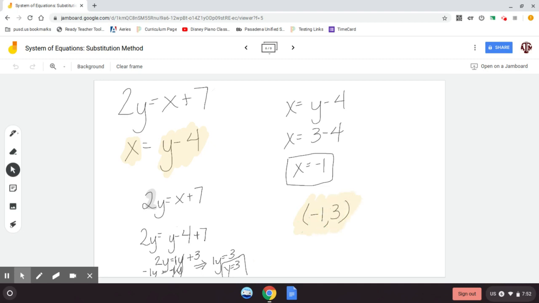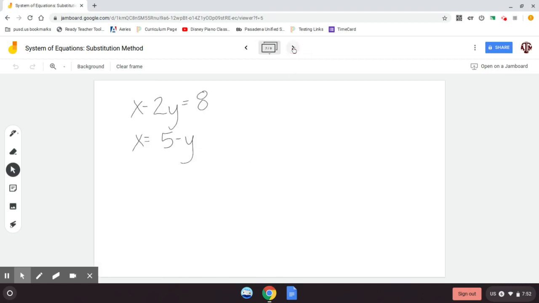Okay, so this is, like I said, very similar to what we were doing yesterday. The only difference is this time it's not totally set up for us, or excuse me, it's not equal to each other. One of the variables is by itself. Okay, and then let's look at a couple more.